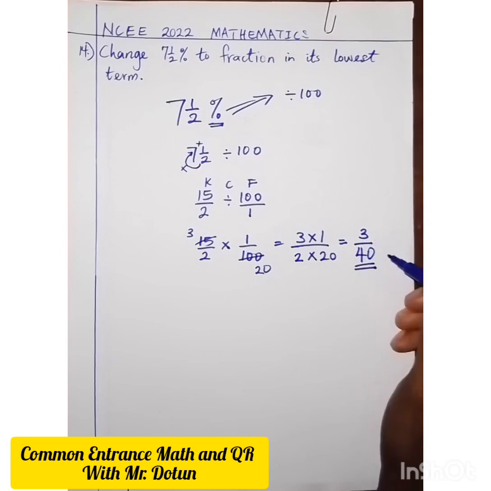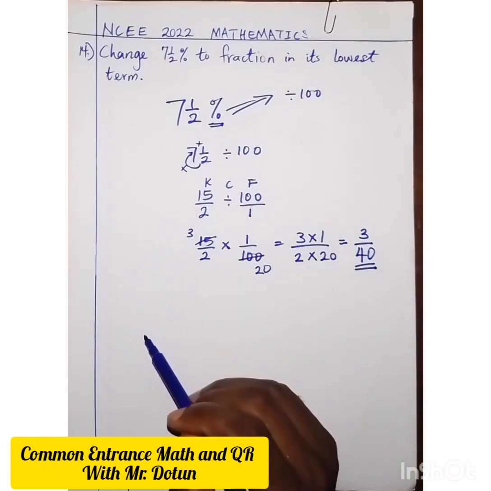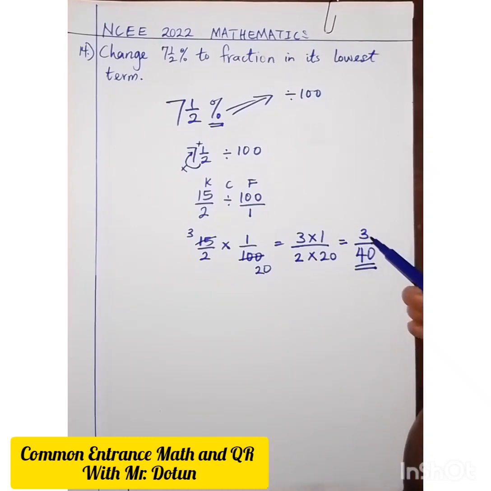Final answer 3/40. So we have been able to change 7 1/2% to a fraction in its lowest term. Lowest term means that our final answer shouldn't have a common factor. The denominator and the numerator should not have a common factor, and we see 3 does not have any common factor with 40. They still have 1 as a common factor, but there's no number apart from 1 that can divide both 3 and 40. So our final answer is 3/40.